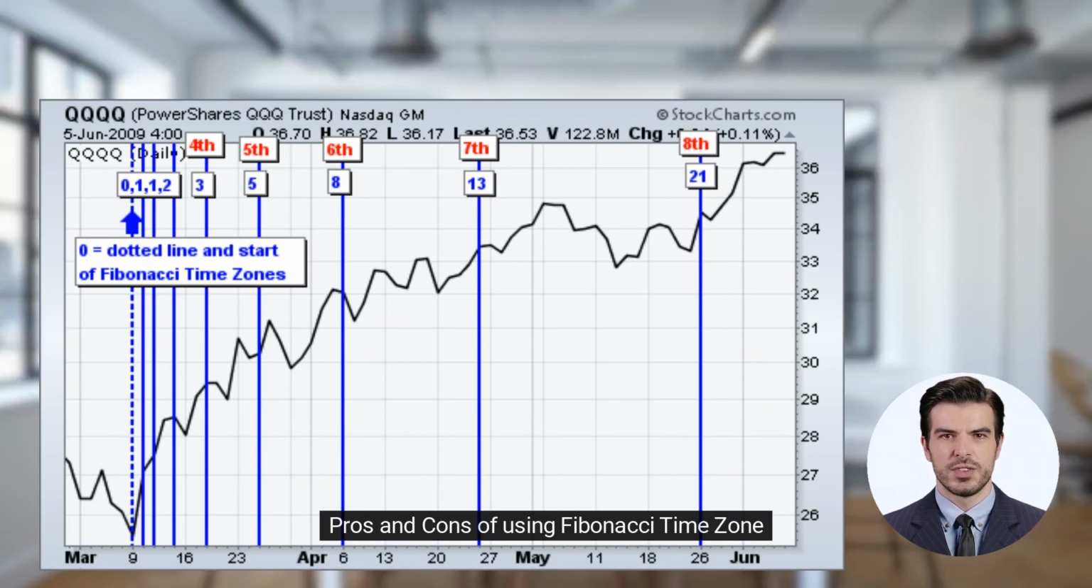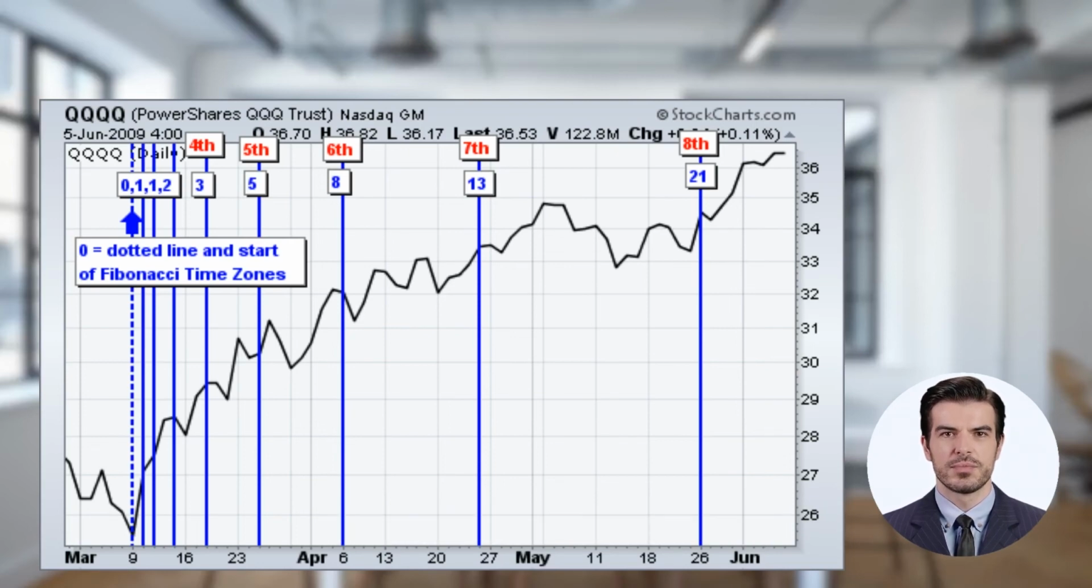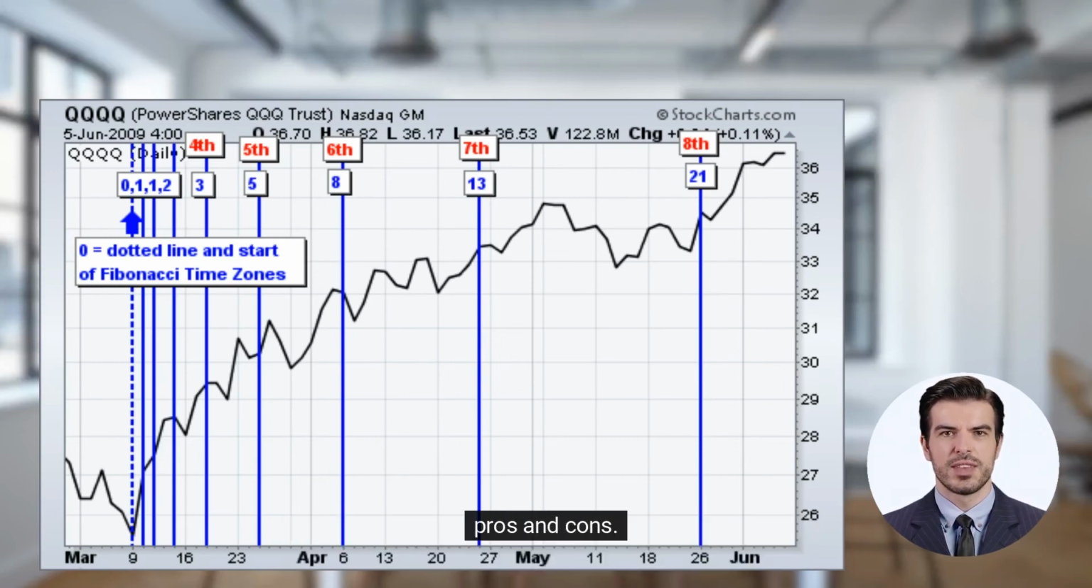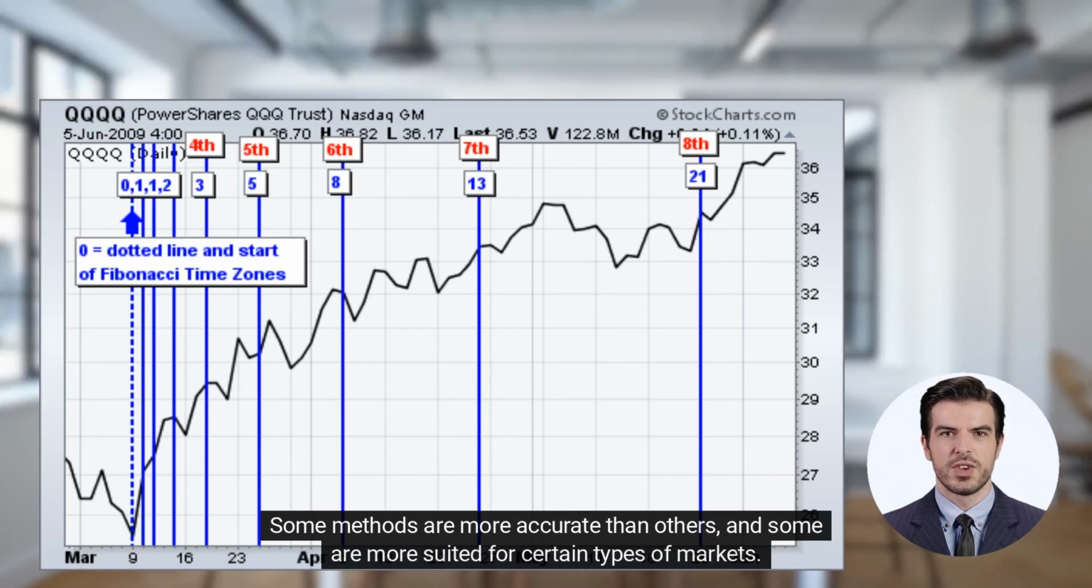Pros and cons of using Fibonacci time zone. There are many different ways to use Fibonacci time zones to predict the stock market, each with its own pros and cons. Some methods are more accurate than others, and some are more suited for certain types of markets.